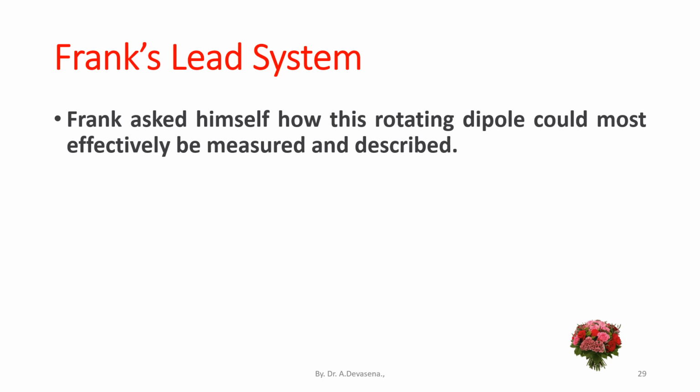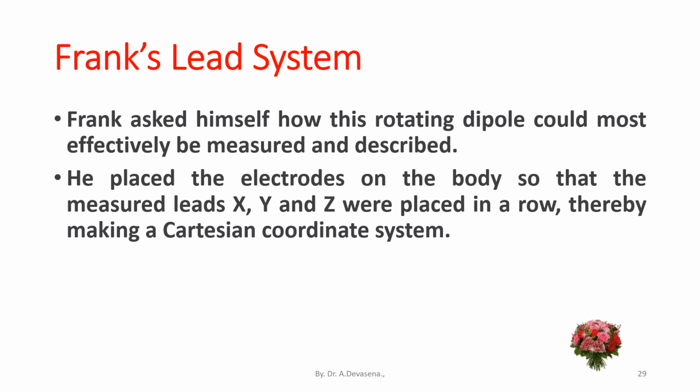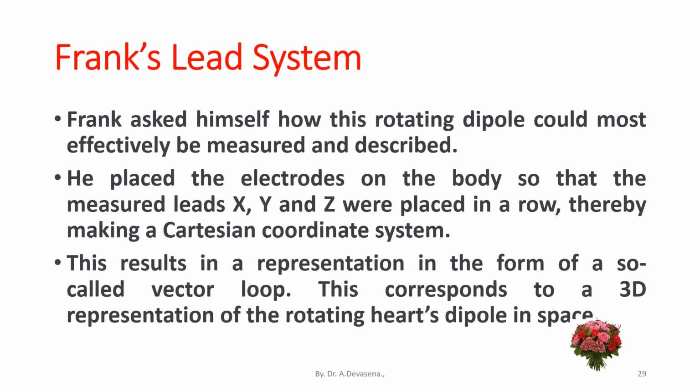Frank asked himself how this rotating dipole could most effectively be measured and described. He placed the electrodes on the body so that the measured leads X, Y, and Z were placed in a row, thereby making a Cartesian coordinate system. This results in a representation in the form of a so-called vector loop. This corresponds to a 3D representation of the rotating heart's dipole in space.